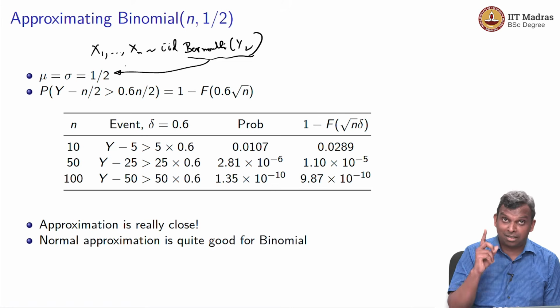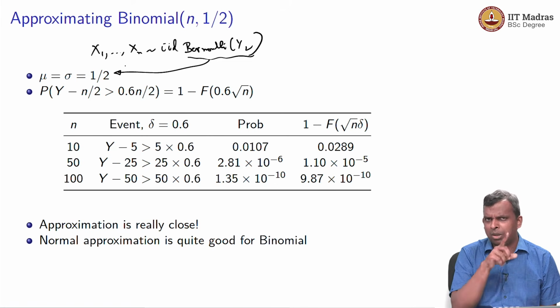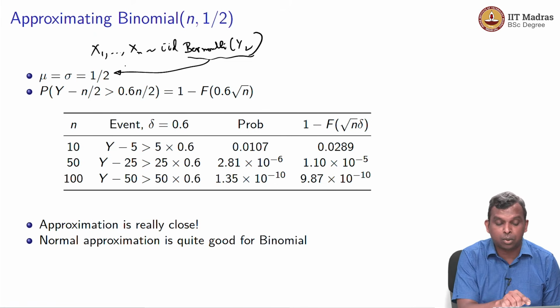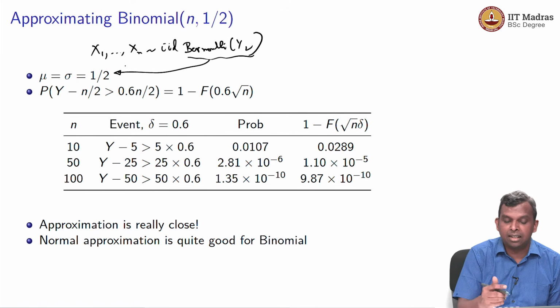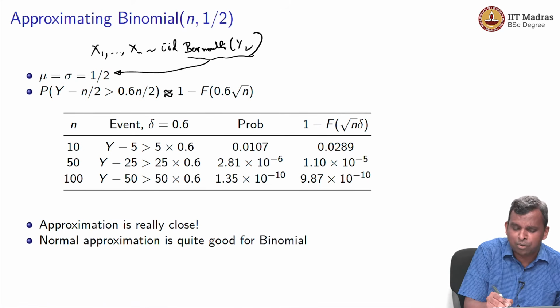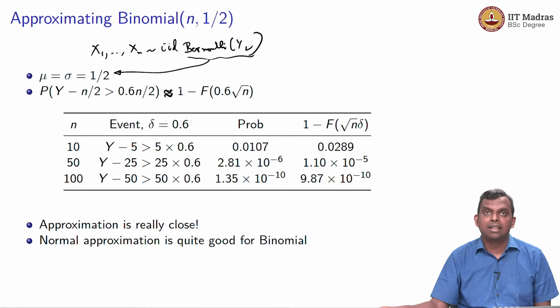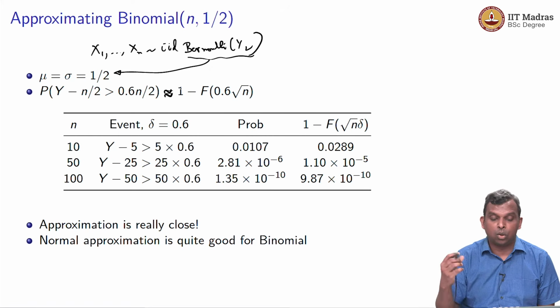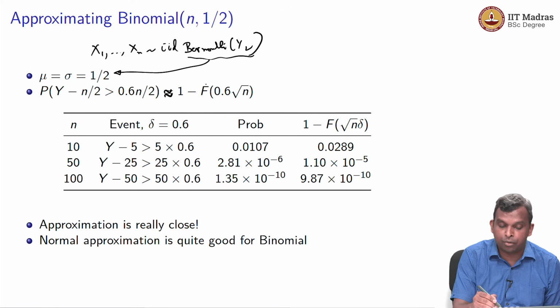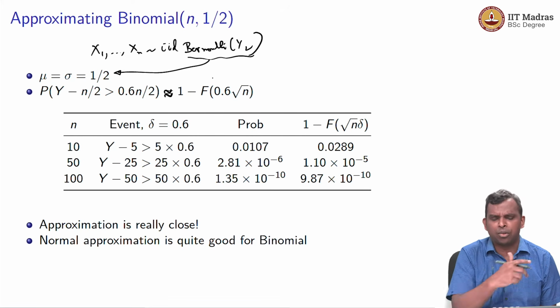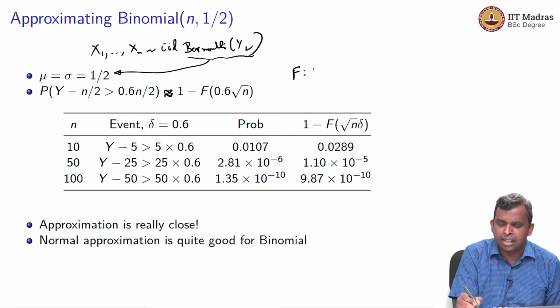Now you remember when we discussed the weak law of large numbers, Chebyshev and all, I was interested in this event, y minus n by 2 greater than 0.6 n by 2, right? So this is the sort of probability I was looking at. Now using the CLT, I keep putting equal to here, I'm sorry for that, it should be approximate. This is approximately 1 minus F of 0.6 root n. Okay, so this just uses the formula from before, F is the CDF of normal 0 1.